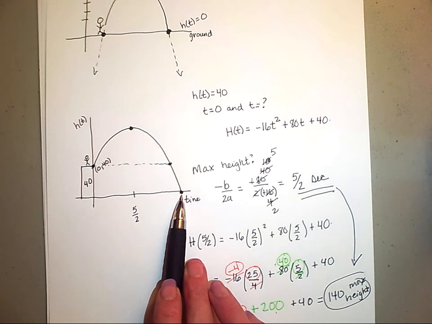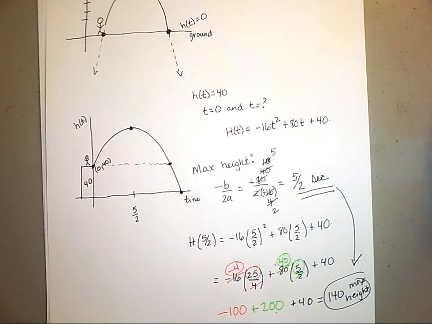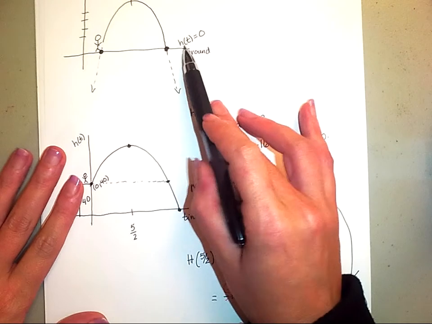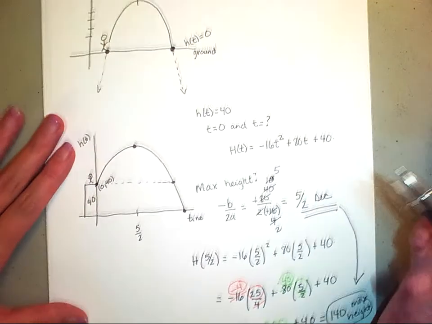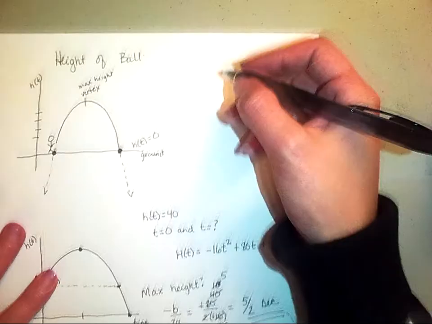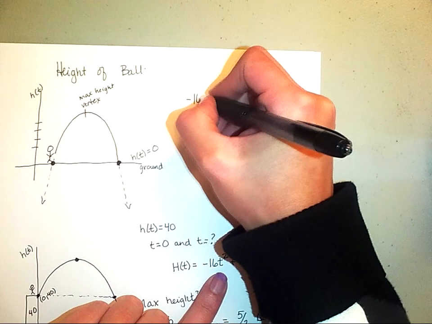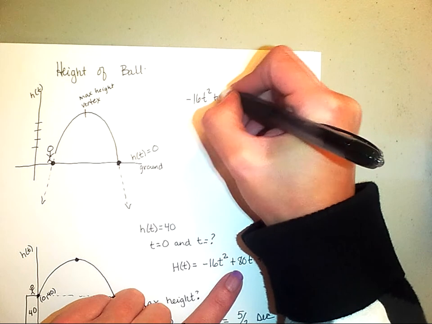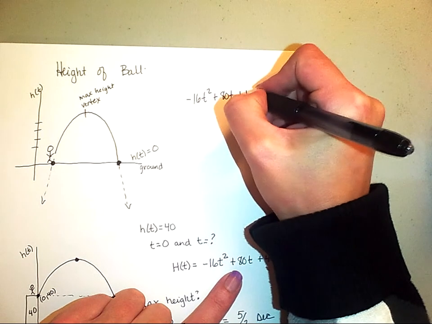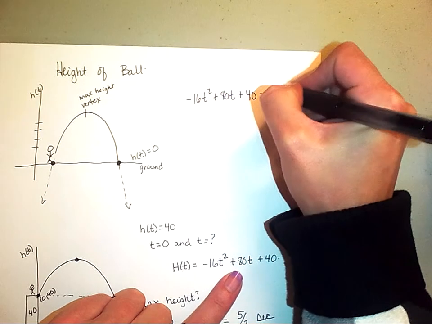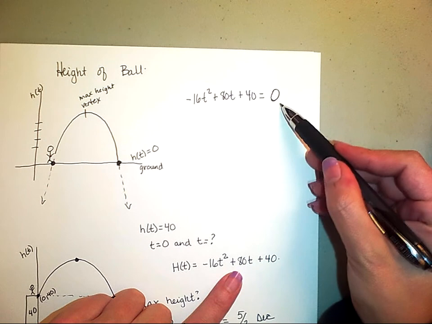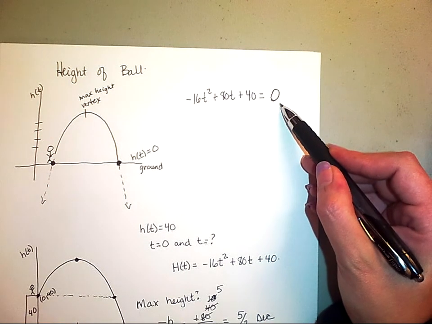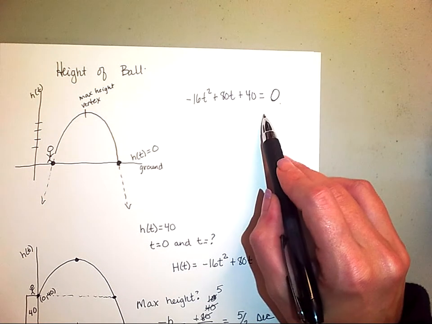Then we could also ask, well, what time does the ball hit the ground? Okay. So what we're asking here then is, when is the height equal to 0? Okay, so I need to write this up here. So our height is given as negative 16t squared plus 80t plus 40, and I want to know when that height is equal to 0, and then I will find the time.